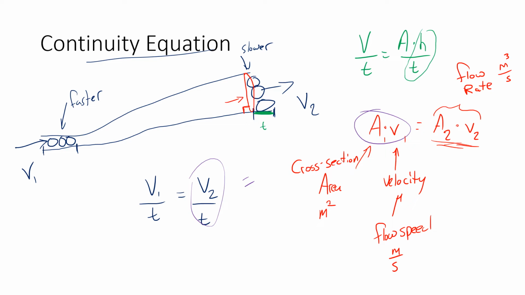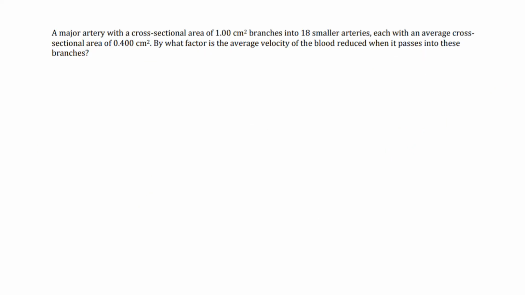Let's do some practicing together. A major artery with cross-sectional area of 1 centimeter squared branches into 18 smaller arteries, each with an average cross-sectional area of 0.4 centimeters squared. By what factor is the average velocity of the blood reduced when it passes into the branches?